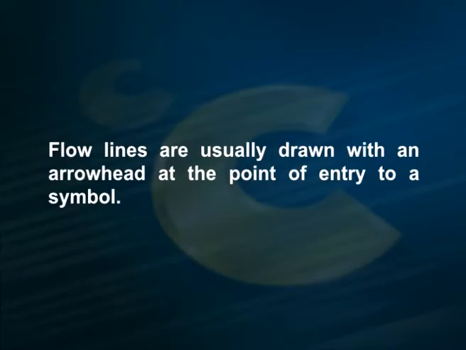The normal flow of a flowchart is from top to bottom and left to right. Arrowheads are required only when the normal top to bottom flow is not to be followed. However, as a good practice and in order to avoid confusion, flow lines are usually drawn with an arrowhead at the point of entry to a symbol. Good practice also dictates that flow lines should not cross each other and that such intersections should be avoided whenever possible.